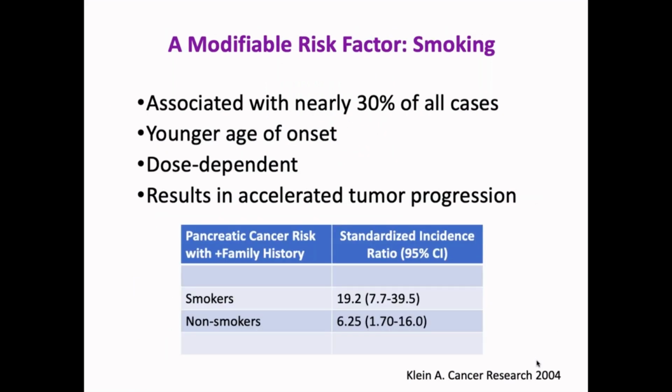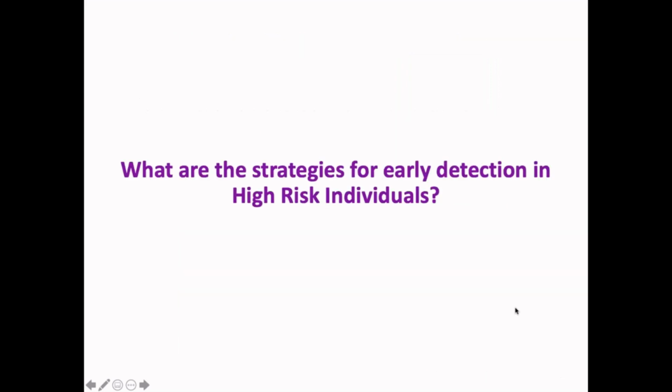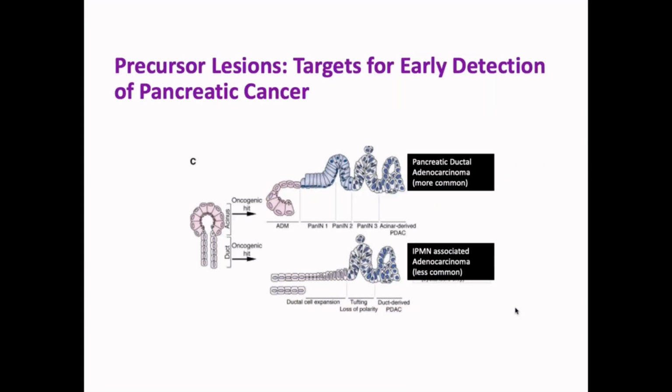A modifiable risk factor, I want to point out, is something as simple as smoking cessation. Smoking has been associated with nearly 30% of all cases related to pancreatic cancer, where they present at younger ages. It is dose dependent and results in accelerated tumor progression. And I want to highlight here that the pancreatic cancer risk in those with a family history among smokers and non-smokers is really impressive. So what are the strategies currently available for the early detection of high-risk individuals?